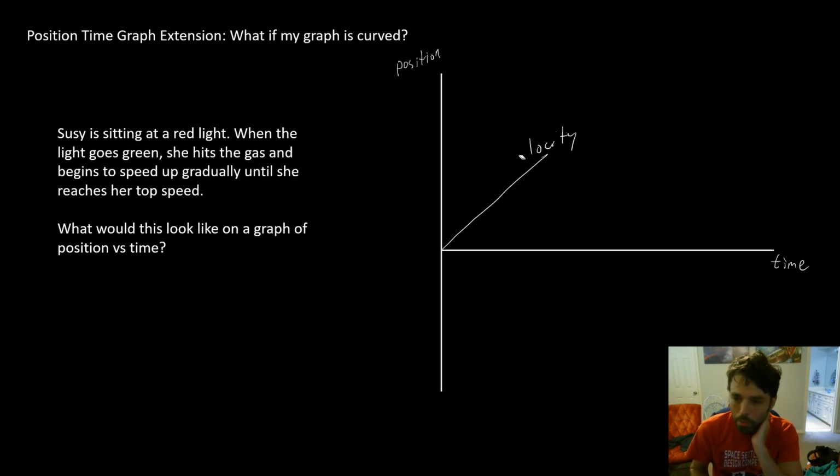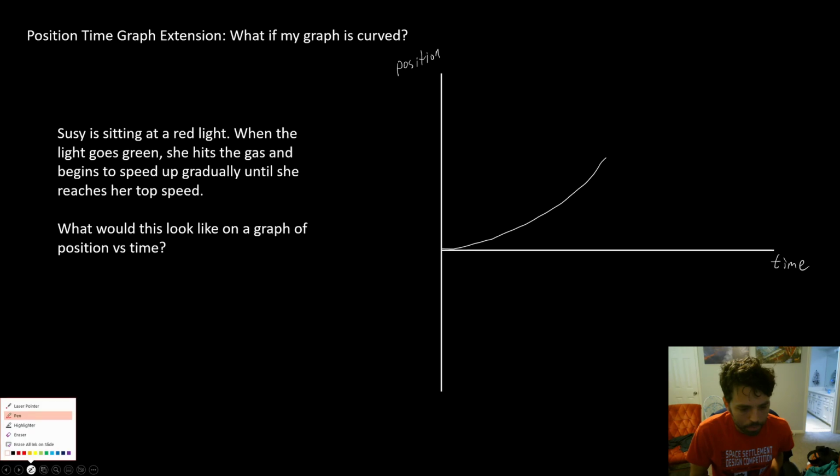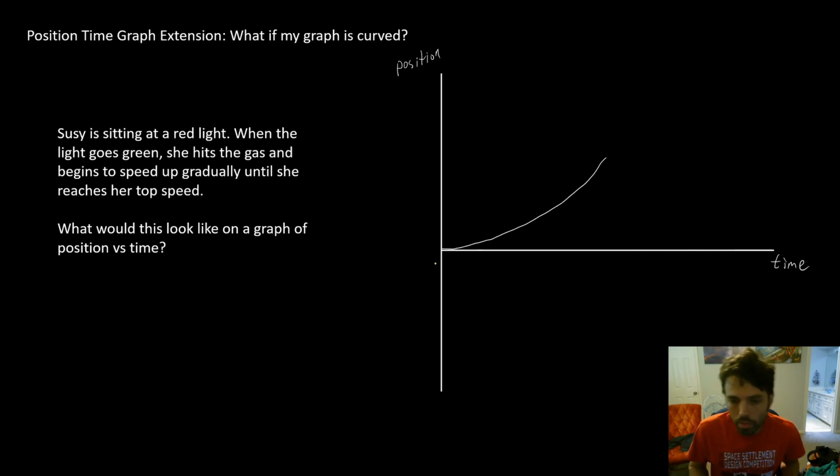So what happens when someone isn't going at a steady speed? What if they're getting faster and faster and faster? That means that our graph is going to be curved. So it's going to look something like this. And the reason why it looks like this is because if you look at the tangent line of that graph, and I'll get a different color for this, the tangent line is a line that only intersects a curve at one spot.